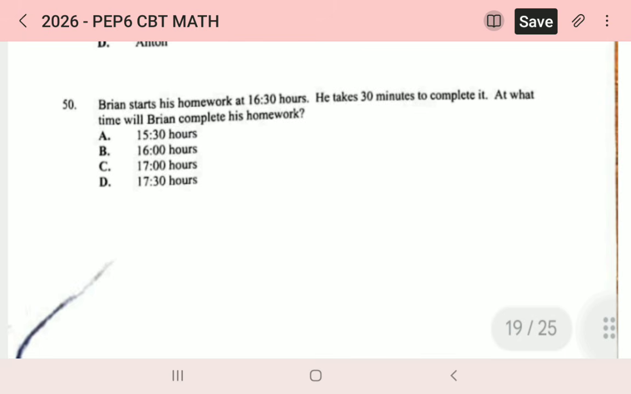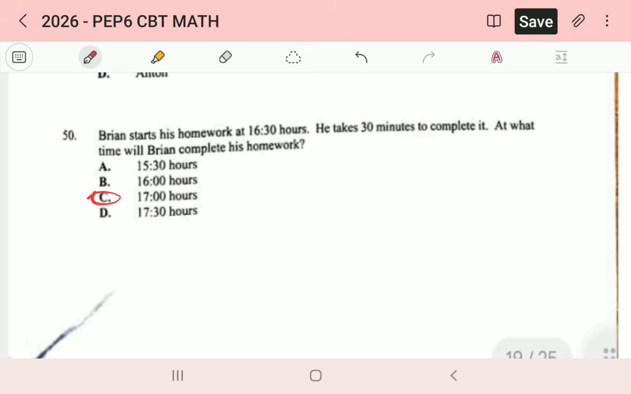50. Brian starts his homework at 16:30 hours. He took 30 minutes to complete it. At what time will Brian complete his homework? So 16:30 plus another 30 minutes should give you 17:00, which is at C.